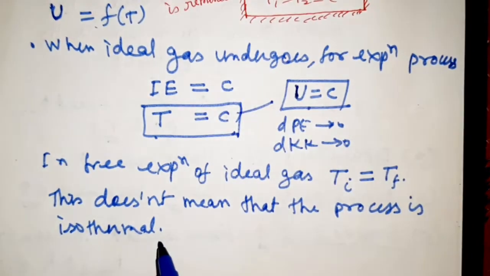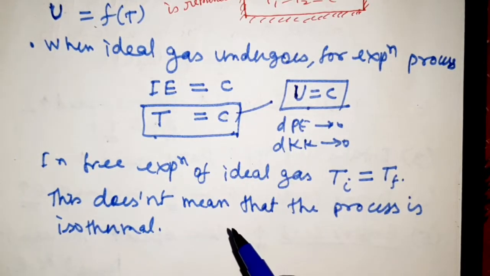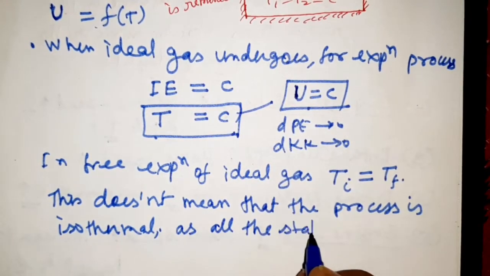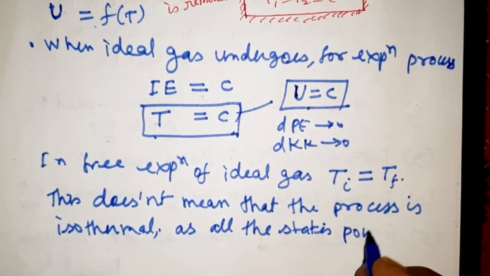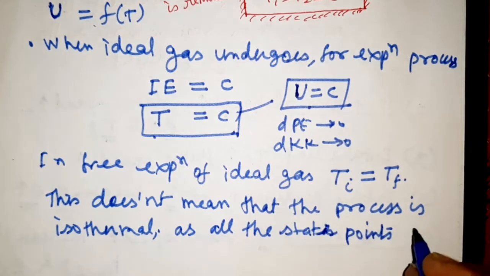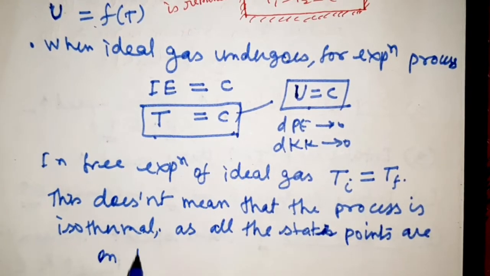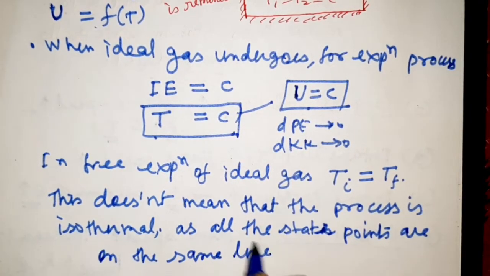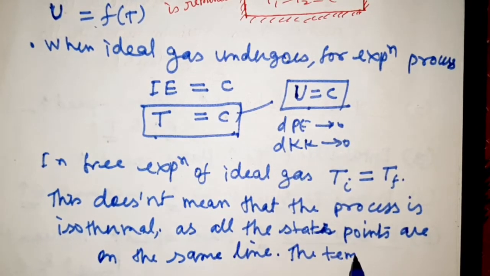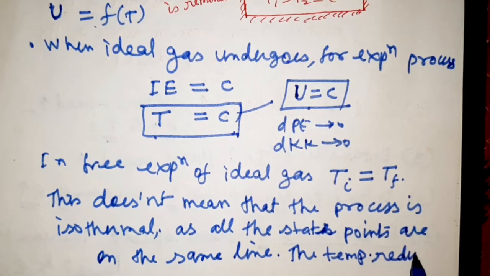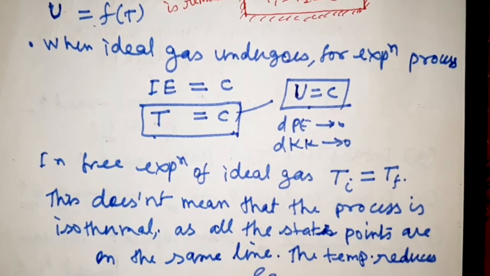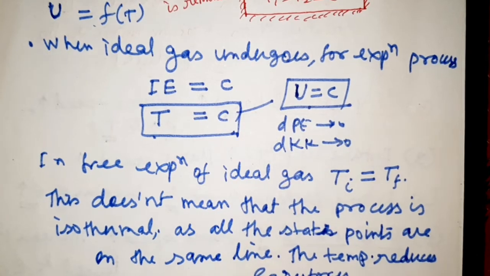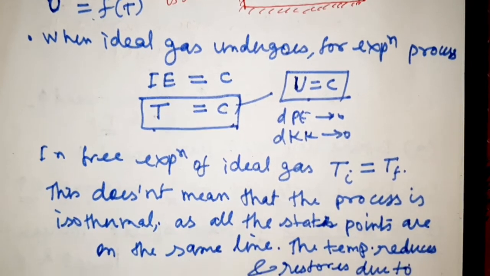It doesn't mean that this process is an isothermal process, as all the state points are not on the same line, hence the temperature reduces and restores due to the friction.